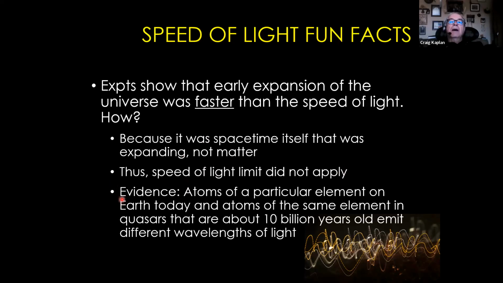As evidence of this, any given element should have a unique fingerprint, right? But they've got evidence now that atoms of a particular element on Earth and atoms of the same element in quasars that are about 10 billion years old emit different wavelengths of light. And this can only be because they are moving. This light was emitted when that part of the universe was still traveling faster than the speed of light.